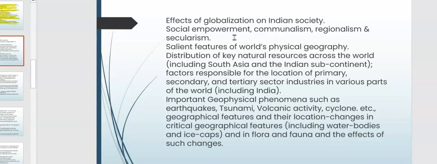Salient features of world's physical geography, distribution of key natural resources across the world, including South Asia and the Indian subcontinent, factors responsible for the location of primary, secondary, and tertiary sector industries in various parts of the world, including India. Important geophysical phenomena such as earthquakes, tsunami, volcanic activity, cyclone, etc., geographical features and their location, changes in critical geographical features including water bodies and ice caps and flora and fauna, and the effects of such changes.